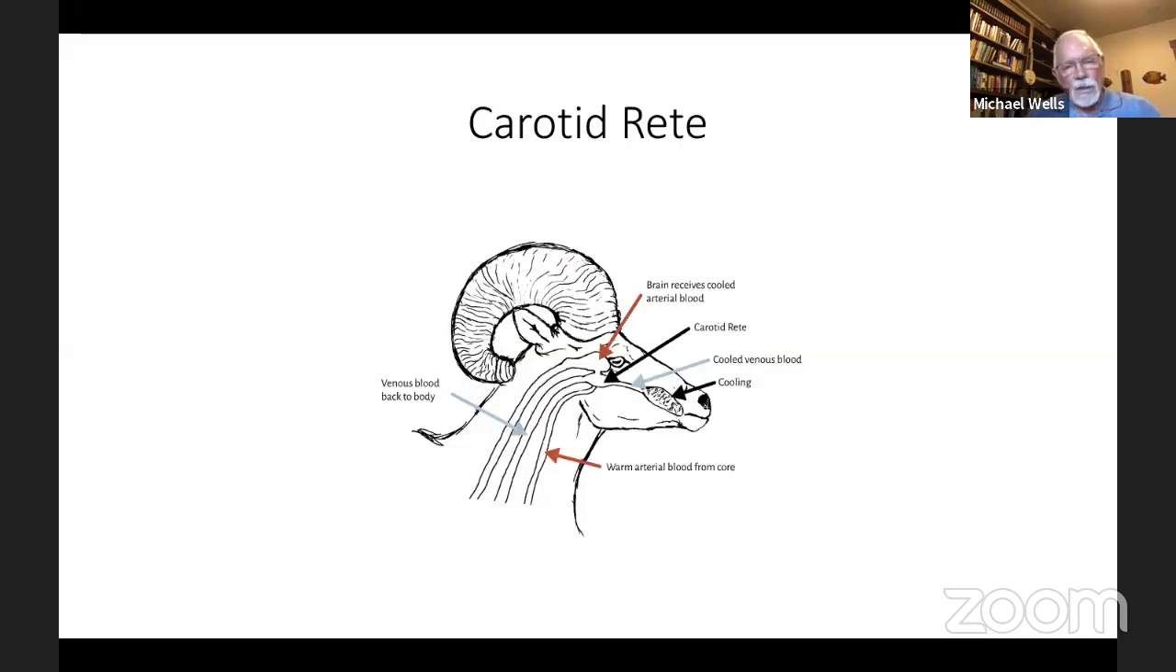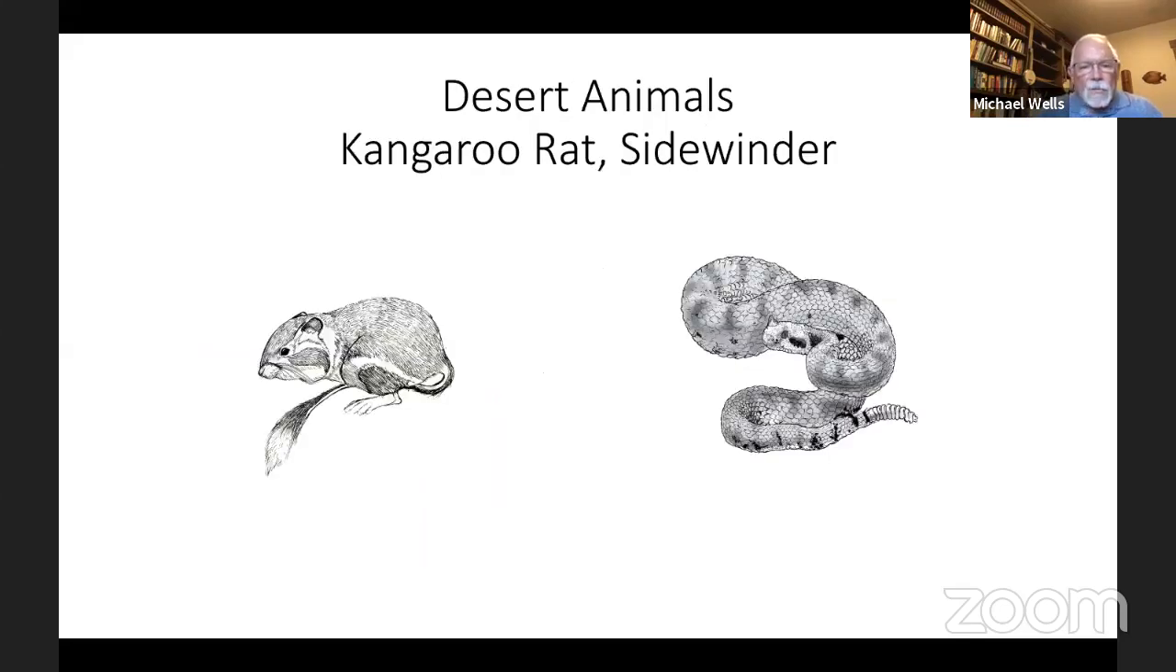And then there's a structure in some mammals called a carotid reed. What it is, it's a sinus in the skull. In that sinus, arterial blood that is flowing to the brain crosses through venous blood that's coming back from the nose. That venous blood has been cooled, and as the blood vessels pass each other inside the reed, it cools off the arterial blood that's going to the brain. So animals that have a carotid reed are able to maintain a brain temperature several degrees cooler than their body temperature. It allows them to survive in what would otherwise be very trying conditions.